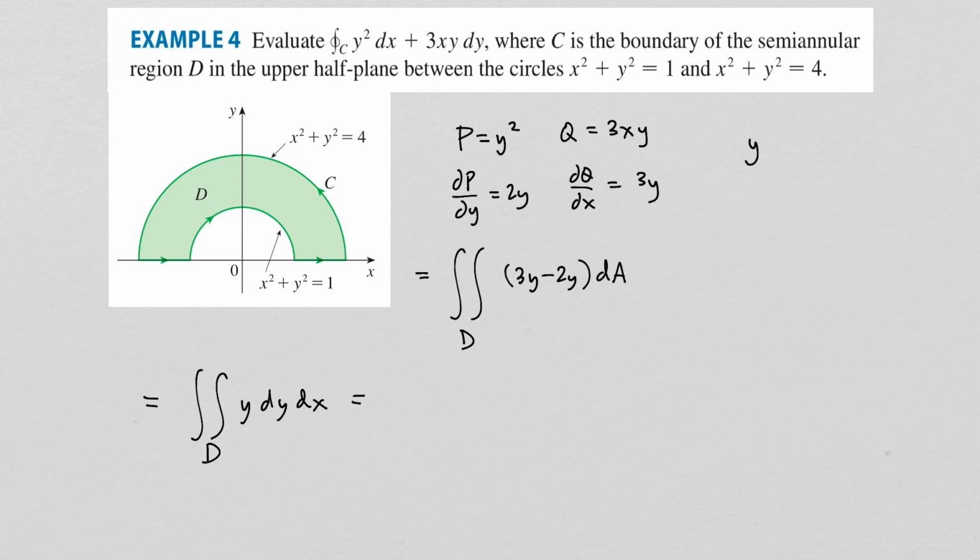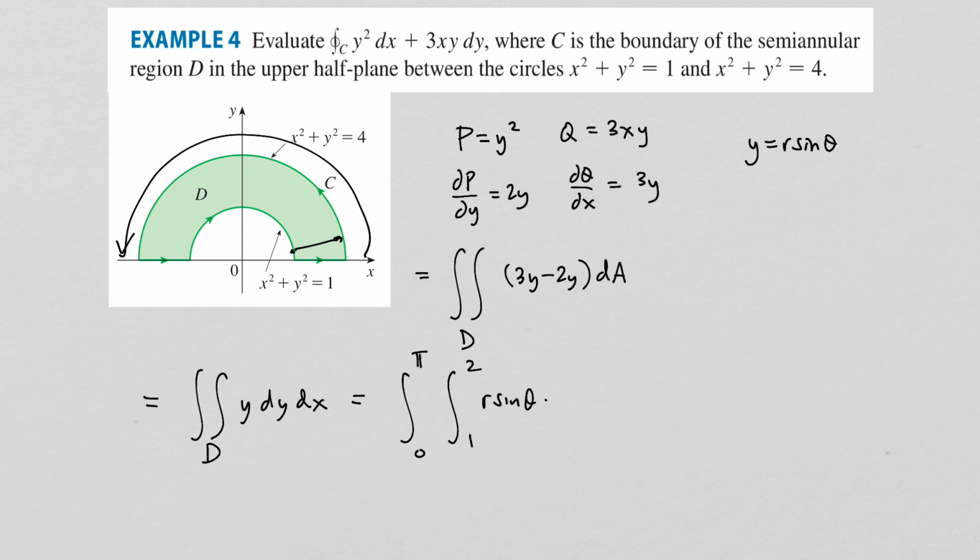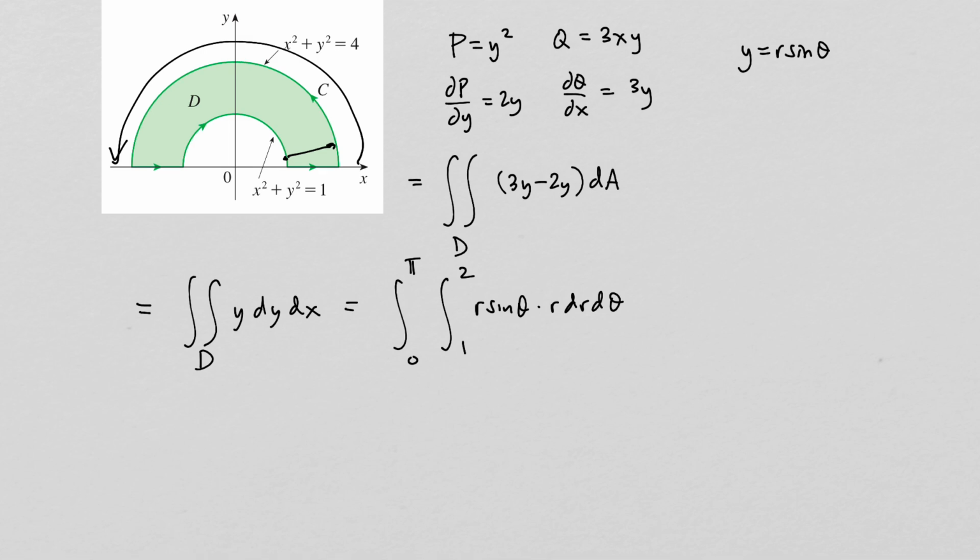So remember, in polar coordinates, y is equal to r times sine of theta. And we're going to integrate, in this case, theta is going to go from 0 to pi, right? Because theta just goes from here to here. R is going to go from 1 to 2. Y is r sine of theta, and then multiplied by r dr d theta. And then we can separate these. We have the integral from 0 to pi, sine of theta, d theta, multiplied by the integral from 1 to 2 of r squared dr.